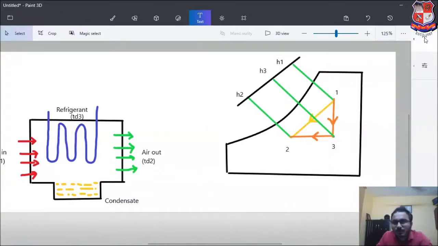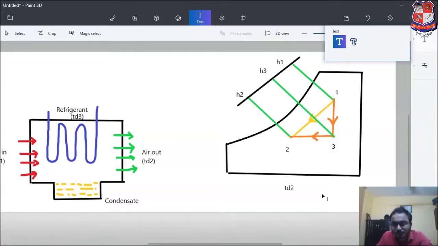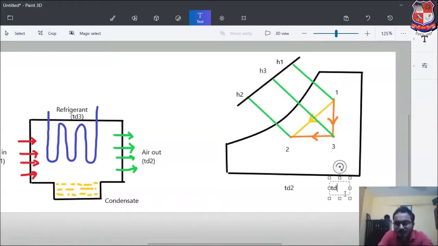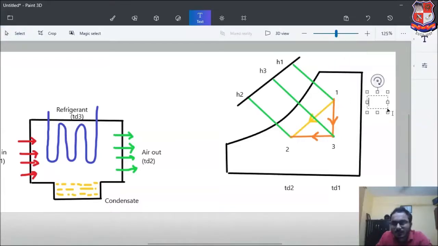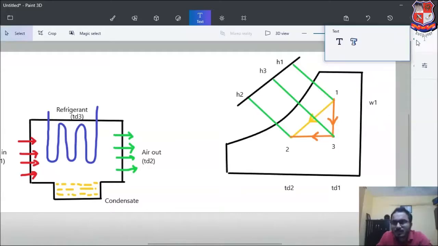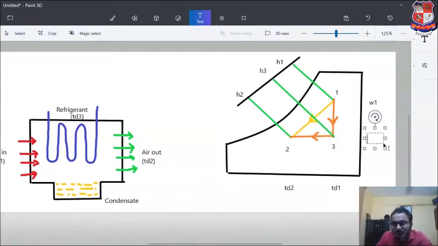Or we can still put some nomenclature here. This will be TD2, and here this will be TD1. This will be W1, and this will be W2. That is the specific humidity. Now we can take this.